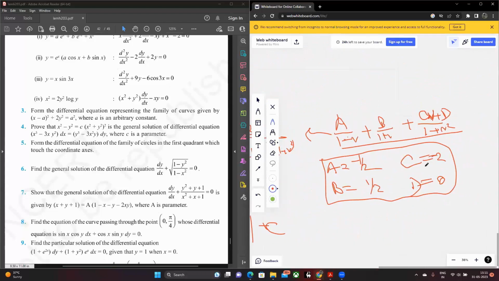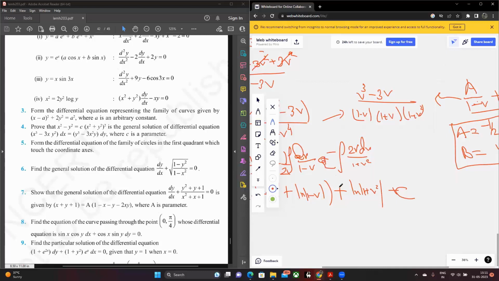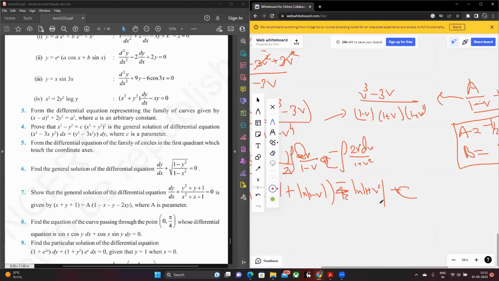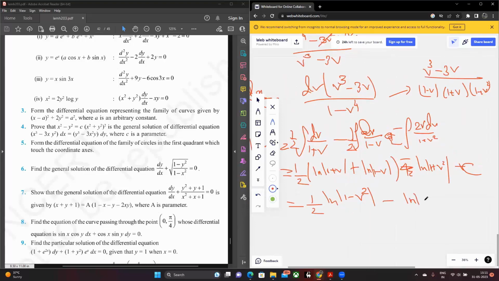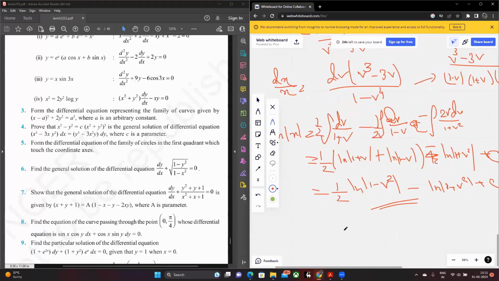This should be a minus. So this is a minus, right? And so you basically have half ln mod 1 plus it's 1 minus v squared minus ln mod 1 plus v squared plus c, right?